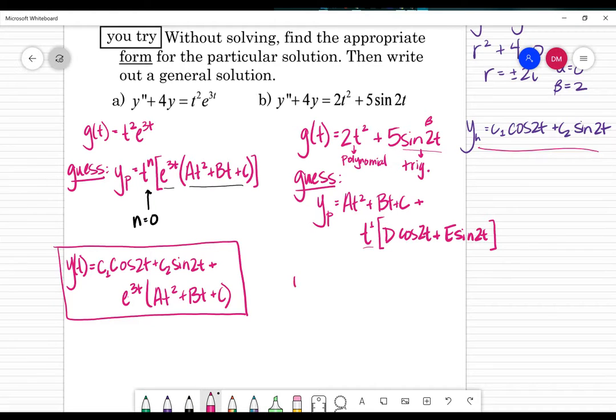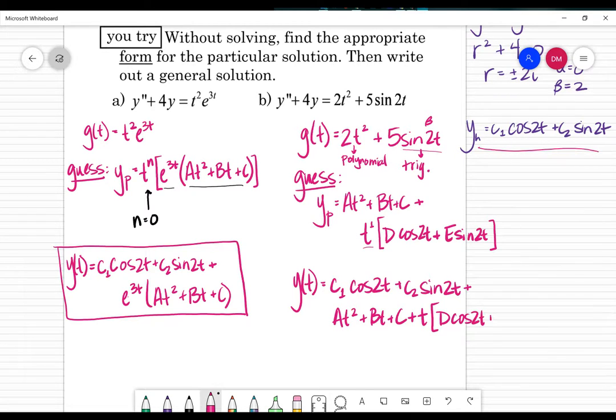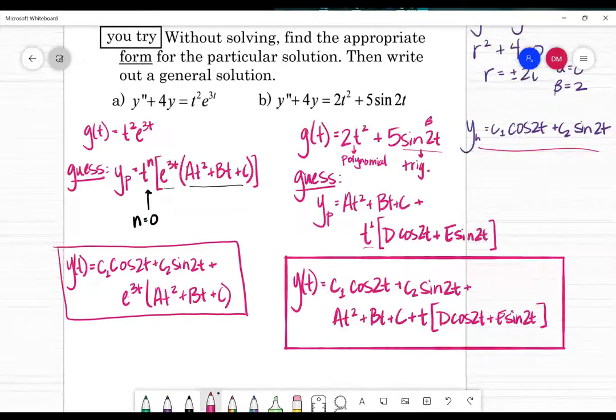So if I were to write out my form that y of t would take, again, c1 cosine 2t plus c2 sine 2t. You could multiply through that t. A lot of times I don't because it makes product rule a little bit easier if it's just on the outside. So you could leave it on the outside and just write this out. At squared plus bt plus c plus t times the quantity d cosine 2t plus e sine of 2t. And that's that. That's the form that our general solution would take.